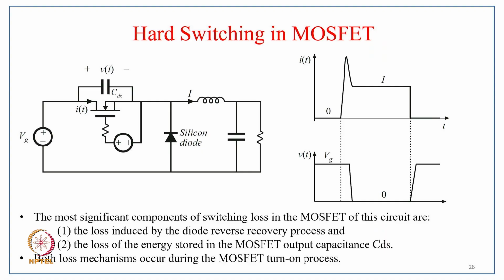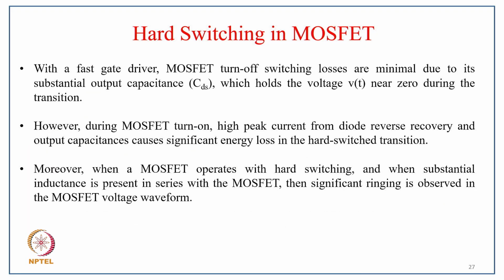Now coming to the hard switching in a MOSFET, you can see the waveforms, the current through the MOSFET and the voltage across the MOSFET as shown in the figure. You can see the current through the MOSFET is high when the voltage across it is also high, so certainly losses are substantially high. The most significant components of switching loss in the MOSFET of this circuit are the loss induced by the diode reverse recovery process, as it shows the peaky current, and the loss of energy stored in the MOSFET output capacitance COSS. Both loss mechanisms occur during the MOSFET turn on process.